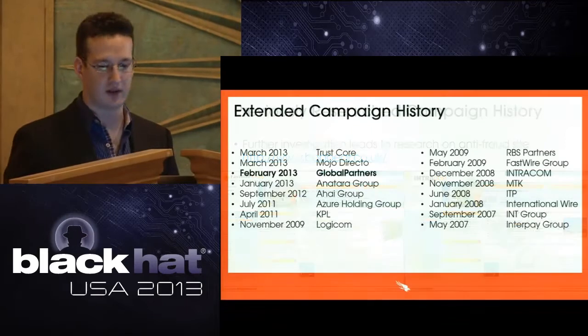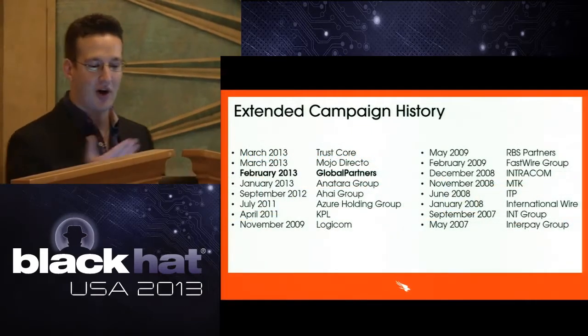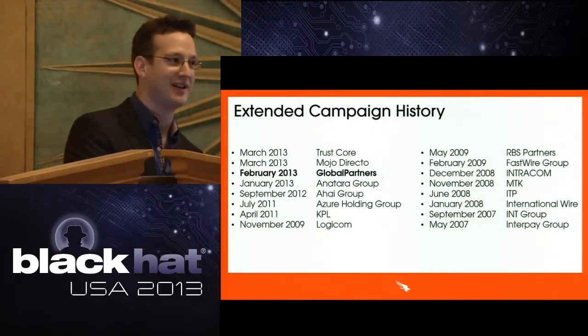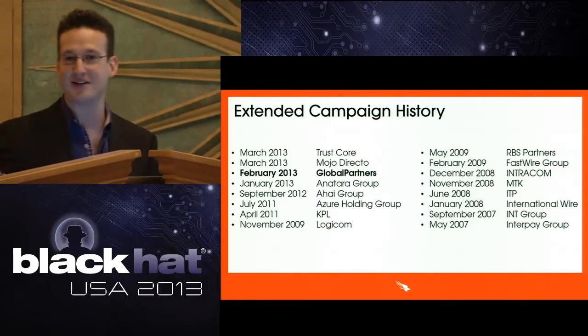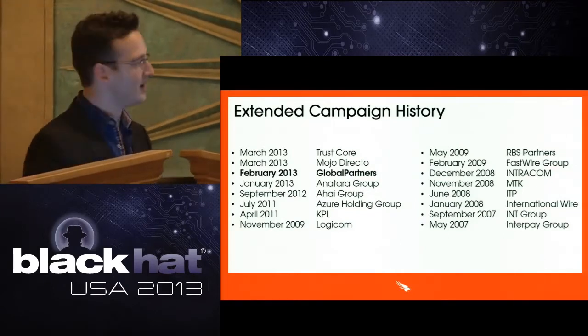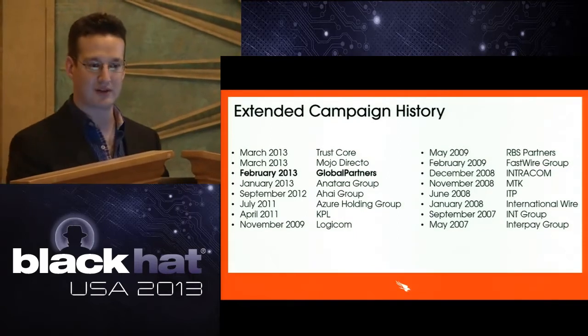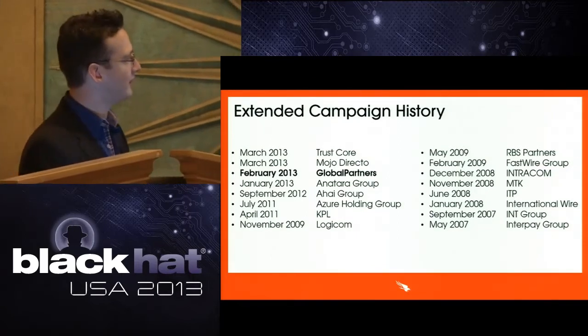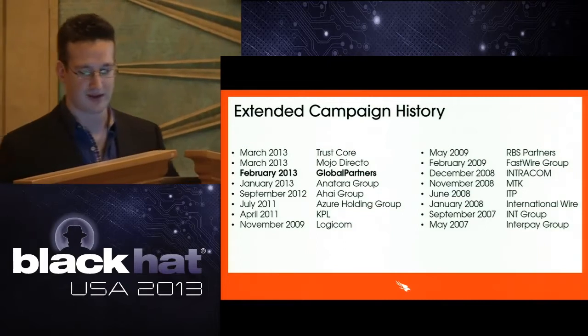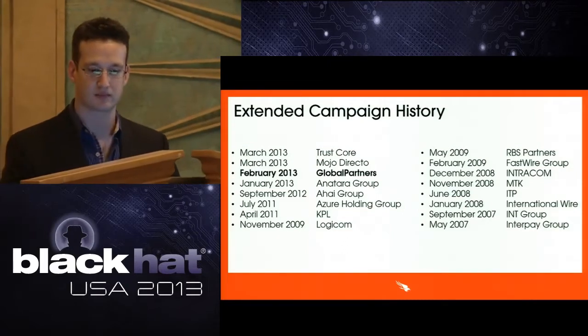So, investigating further, we find that this campaign goes all the way back to 2007. And you know what? It even continued after we finished our research. So, we were doing our research primarily in February. Global Partners was the malware that we saw. Well, we found 2 more that actually happened just a month later. So it's very, very active.